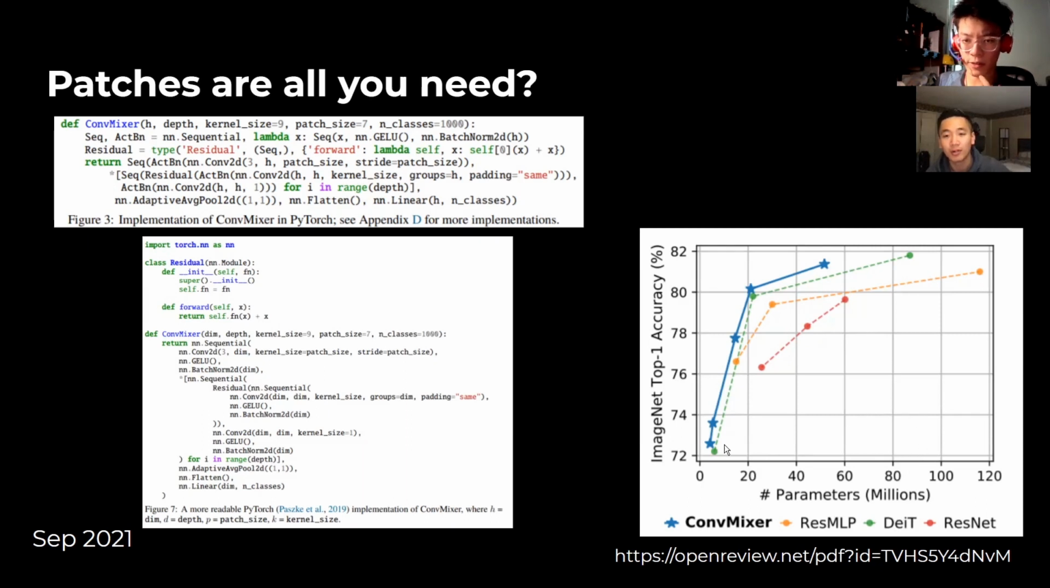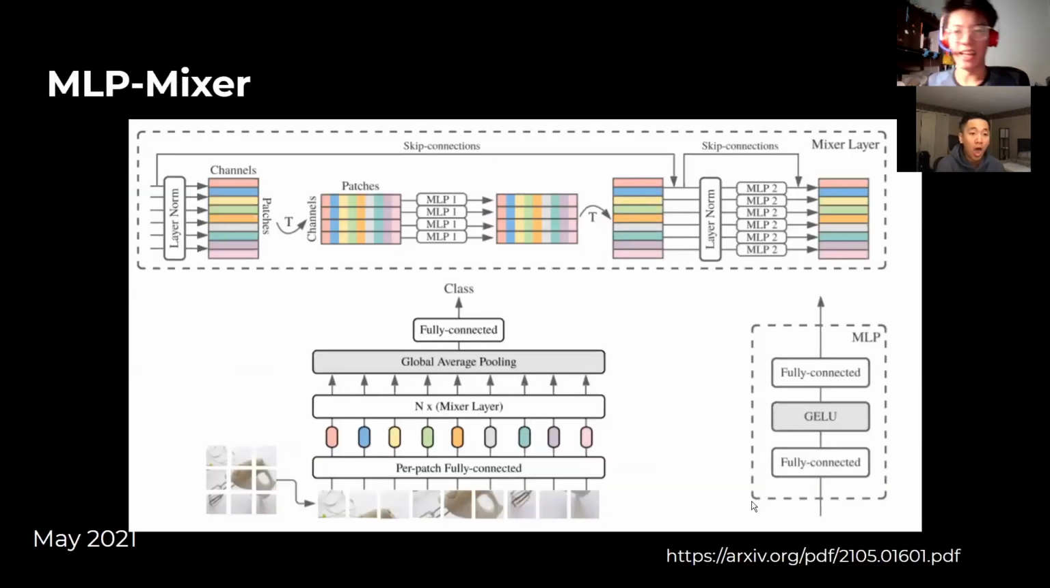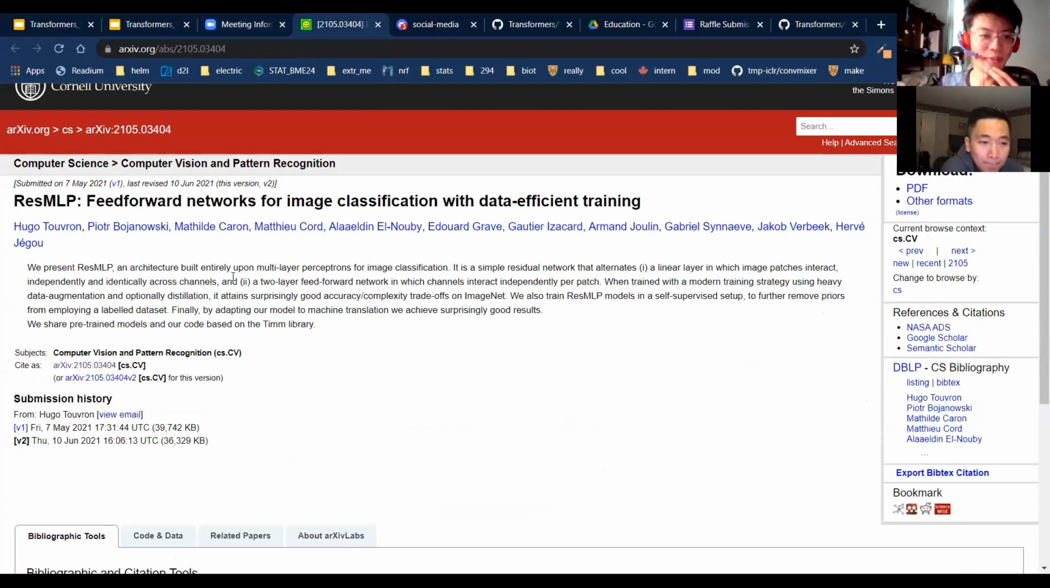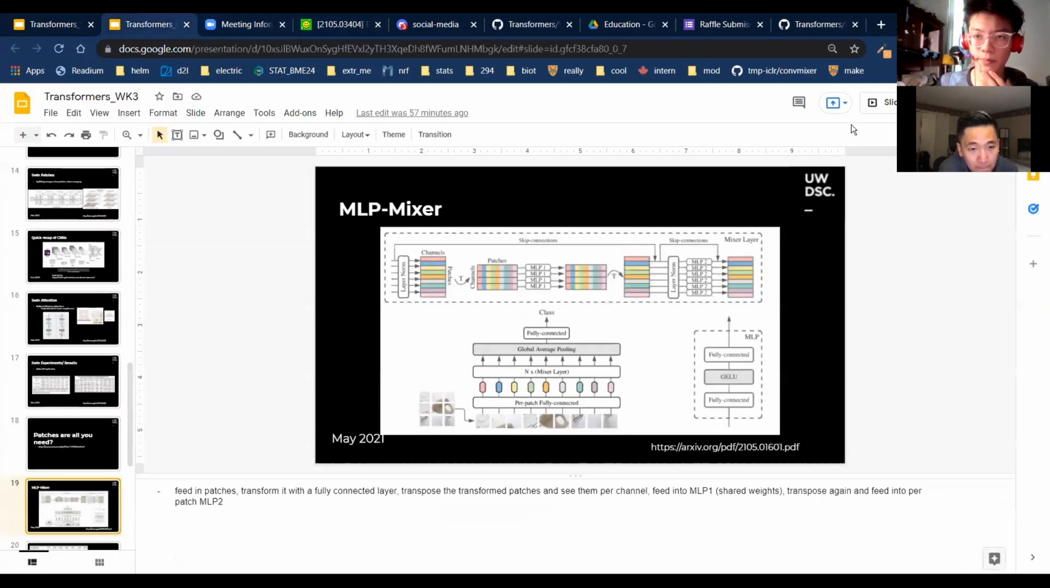Mm-hmm. So we can see the conv-mixer here. It has slightly fewer parameters than the other models, and accuracy is still very much comparable with them. There's this ResMLP thing here. It's basically like MLP-Mixer, but the MLP-Mixer paper is made by Google, and the ResMLP paper is made by people from Facebook, I think. It's the same concept. They're trying to ditch convolution layers with multi-layer perceptrons. Interesting.